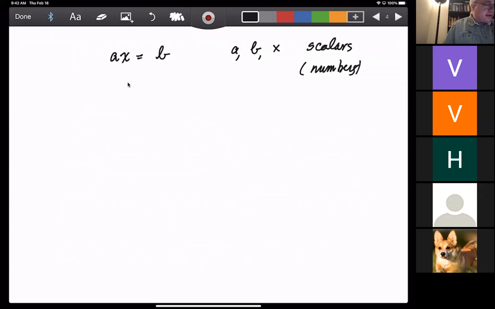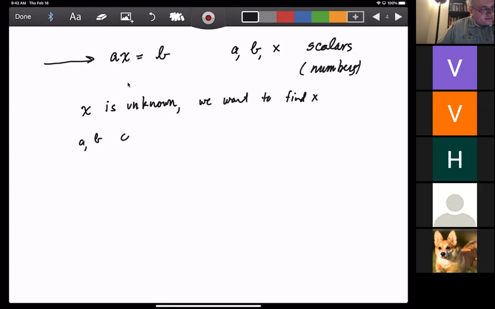Okay, so just to motivate a little bit why we're doing this, this is a ridiculously simple equation, right? X is unknown. We want to solve for X. A and B are coefficients that we can assume to be known.